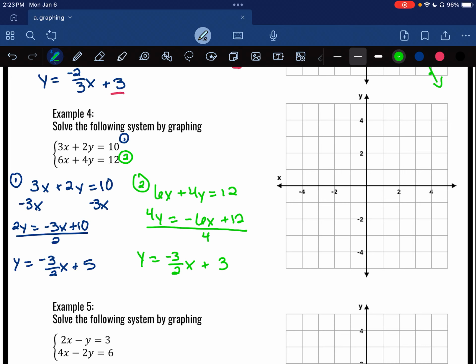I already got my green ink going, so why not start with that guy? He's got a y-intercept here at 3, and a slope of negative 3/2. So he goes down 3 over 2, down 3 over 2. Alright, so there's that guy. Then I'll grab the first one. He's a y-intercept at 5, and same slope. Oh, interesting. So we're going down 3 over 2.